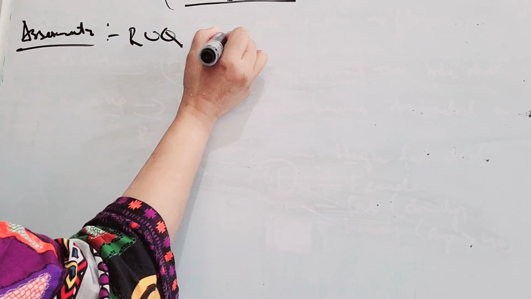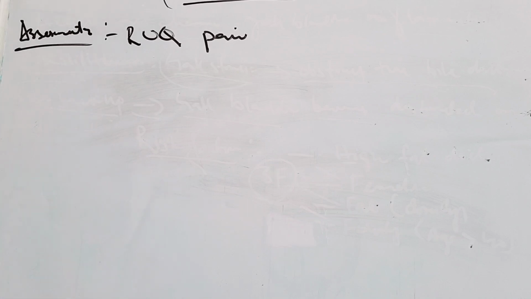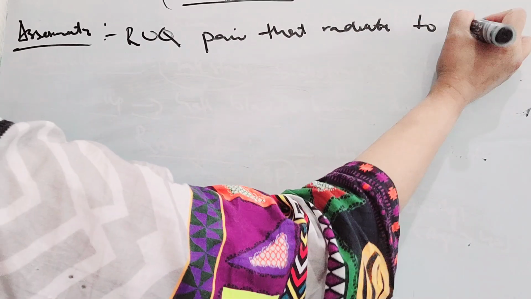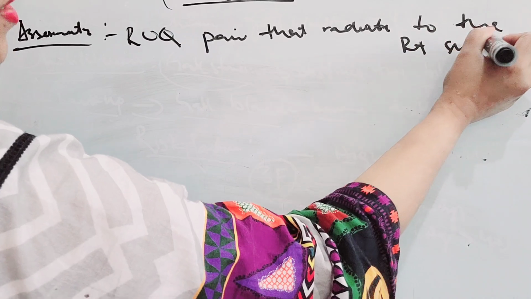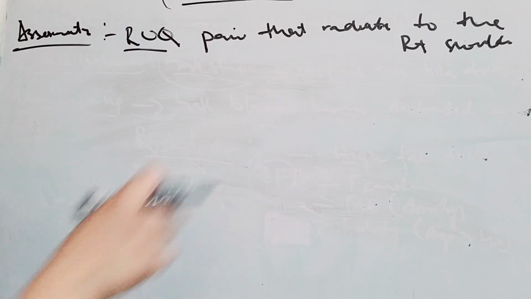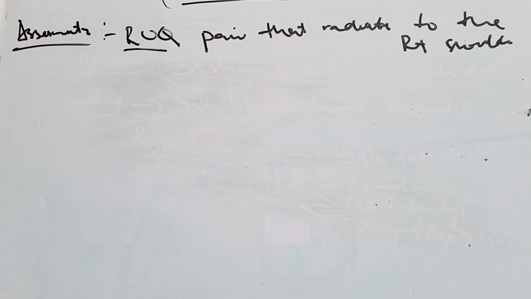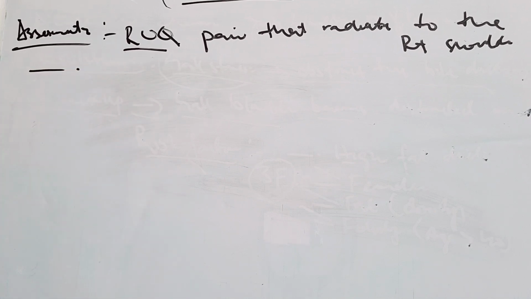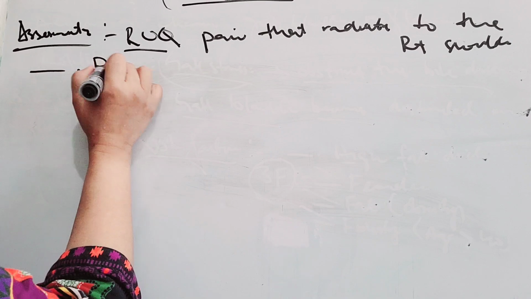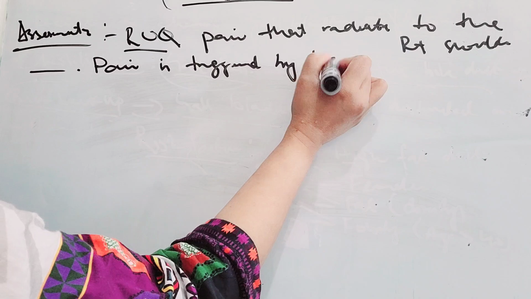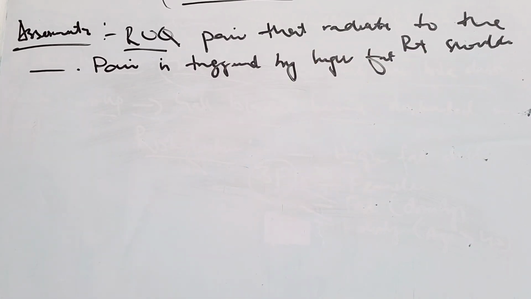The patient will complain of right upper quadrant pain that radiates to the right shoulder. So this is the main assessment: right upper quadrant pain that radiates to the right shoulder. Number 2 assessment, the patient will complain of pain triggered by high fat meals.